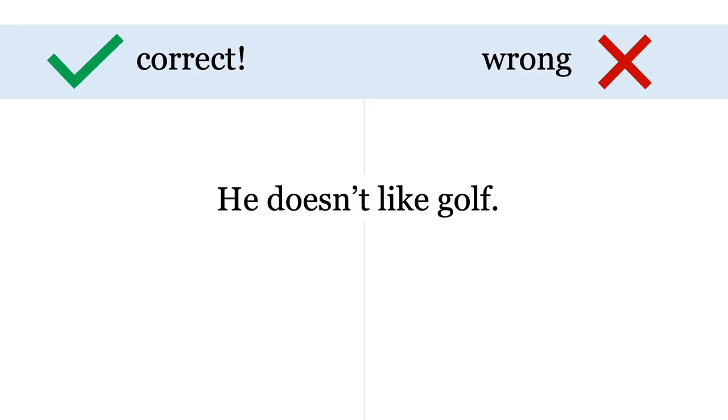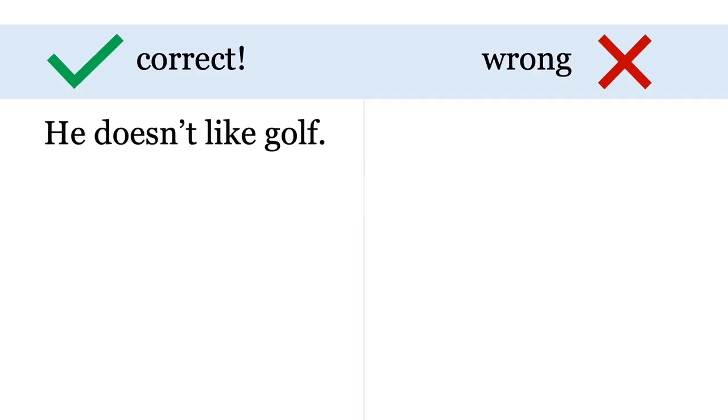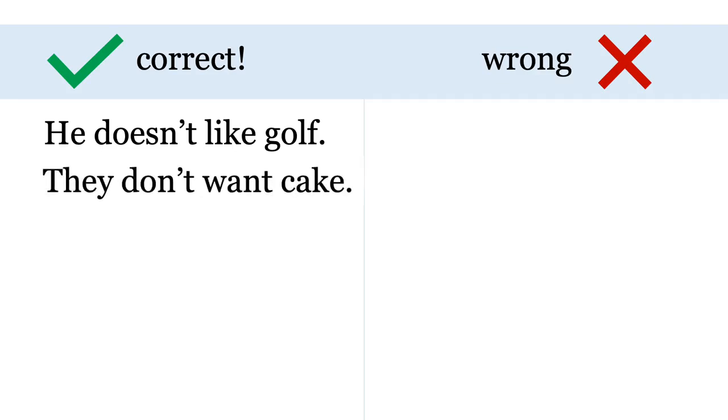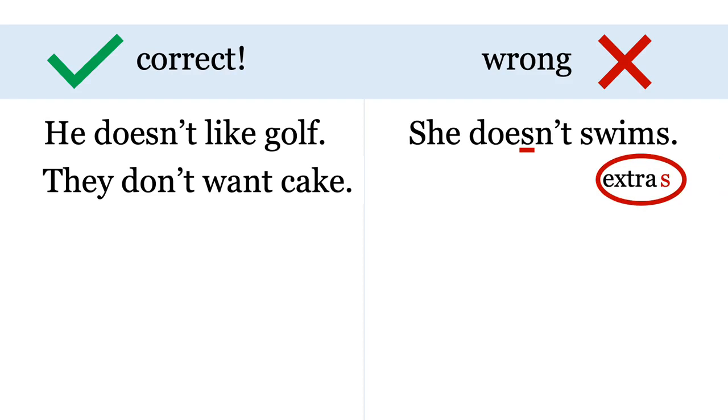Let's look at some sentences. Think. Is the negative form correct? First sentence is, he doesn't like golf. Yes, that is correct. They don't want cake. Yes, that is also correct. She doesn't swim. This is incorrect. Look, we've got the S there, so we have an extra S on swims. She doesn't swim is correct.